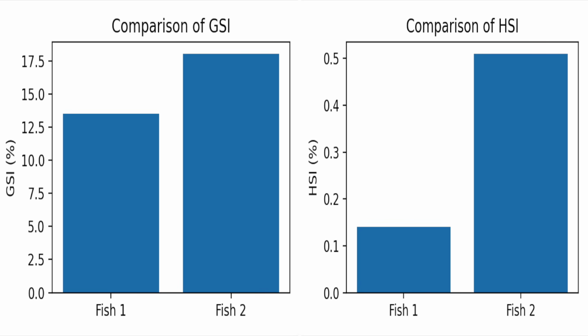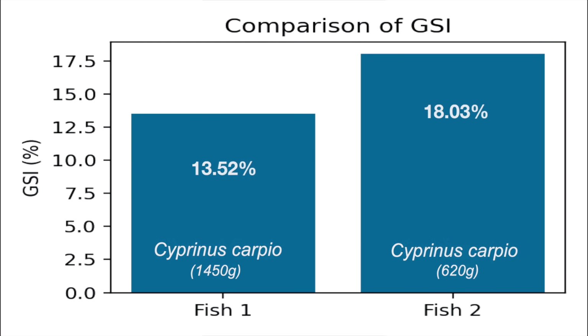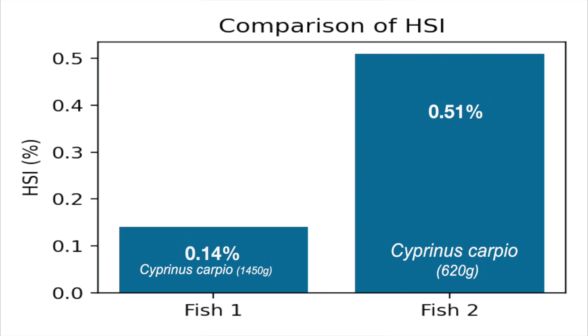These graphs compare the Gonadosomatic Index and Hepatosomatic Index of fish 1 and fish 2. The GSI bar graph shows that fish 2 had a higher GSI than fish 1, indicating greater gonadal development. Similarly, the HSI bar graph shows that fish 2 also had a higher HSI, suggesting relatively greater liver development.